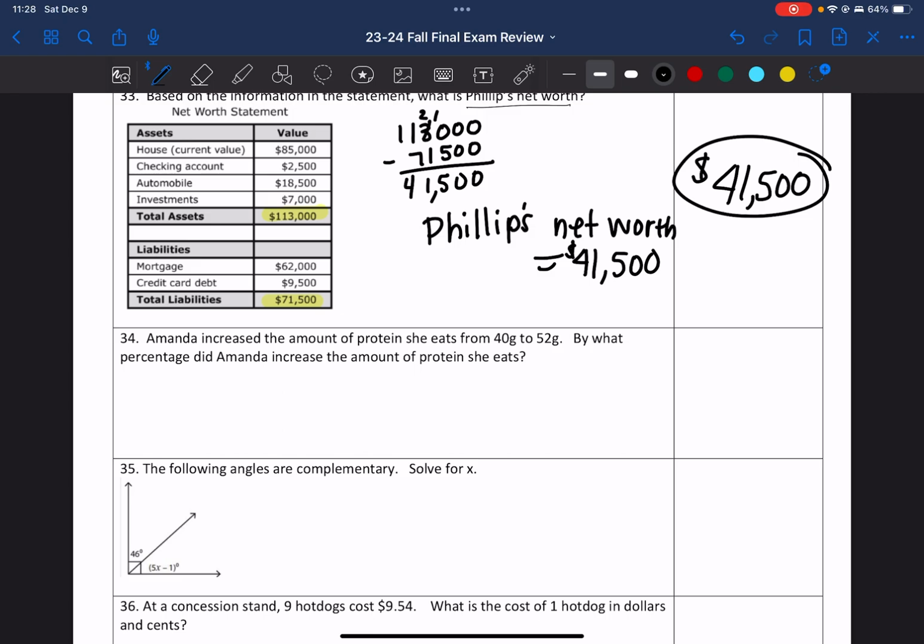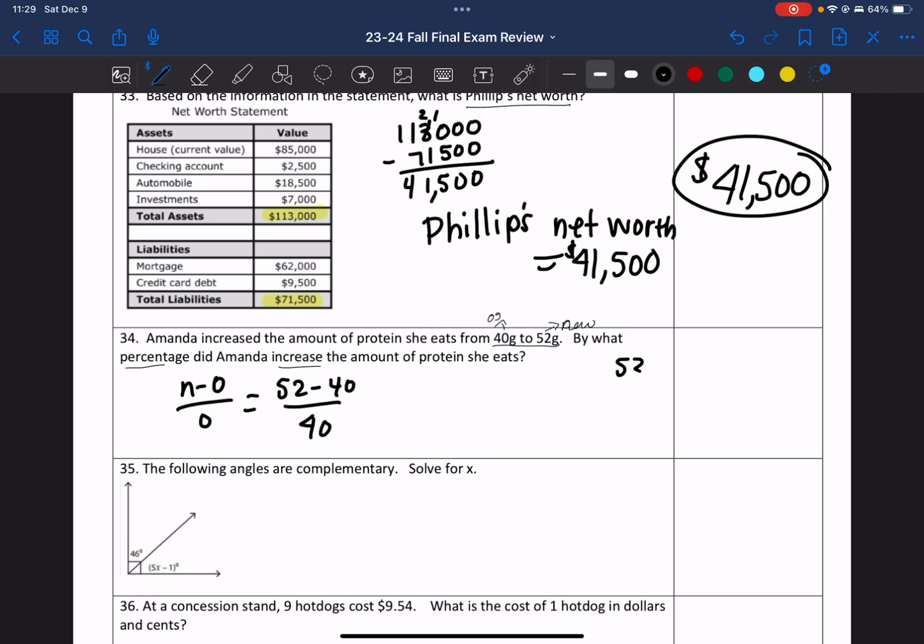Amanda increased the amount of protein she eats from 40 grams to 52 grams. By what percentage did she increase? So this is a change to the original. So here, 40 is going to be the original. This is going to be the new. So what we're doing is N minus O, new minus original divided by original. So 52 minus 40 divided by 40.